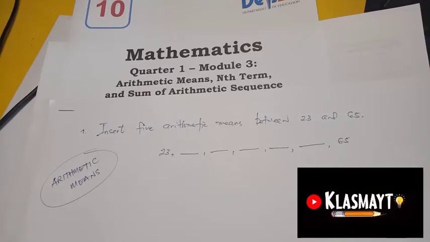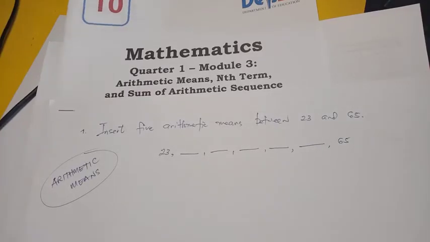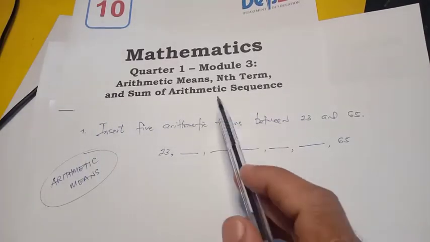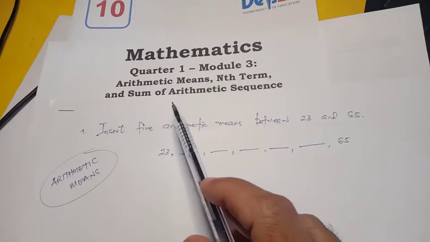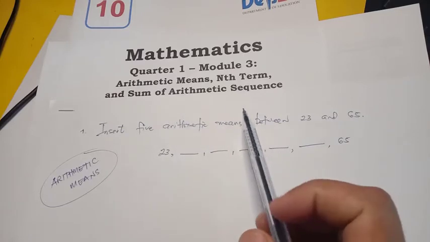Grade 10 Mathematics, Quarter 1, Module 3. Arithmetic means, nth term, and sum of arithmetic sequence.